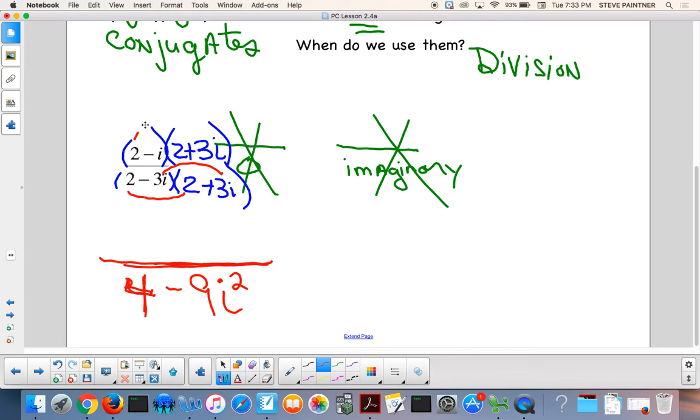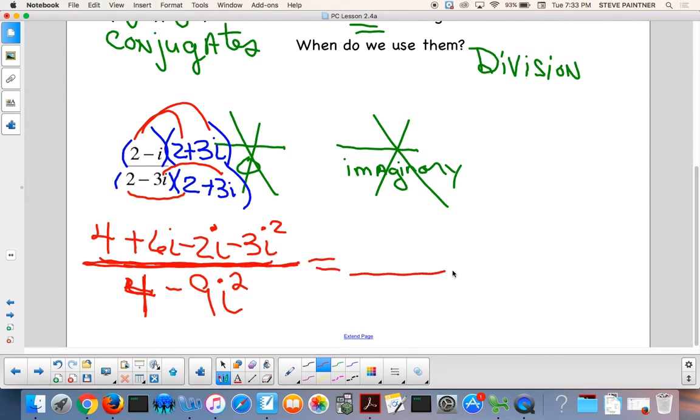The top you're actually going to have to FOIL, because you're going to get 4 plus 6i minus 2i minus 3i squared. Right? Okay. Continue. The bottom, you should know, this is negative 9 times negative 1. This really says plus 9, which is 13.